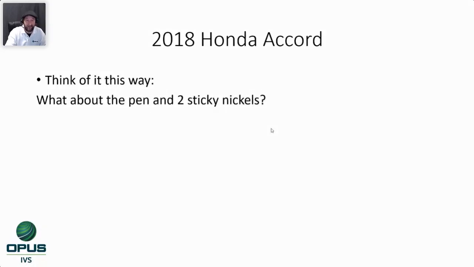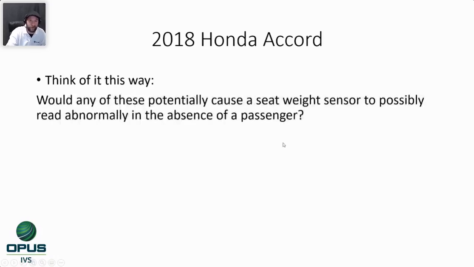What about that vehicle that has half a case of water bottles underneath four umbrellas? We've all seen them, right? The pen, the two sticky nickels sitting in the seat track, and the guys sit there and force it back as they're trying to move the seat forward or backward. I mean, we've all had customers like that. So would any of these potentially cause a problem with the seat weight sensor or make it read abnormally in the absence of a passenger?